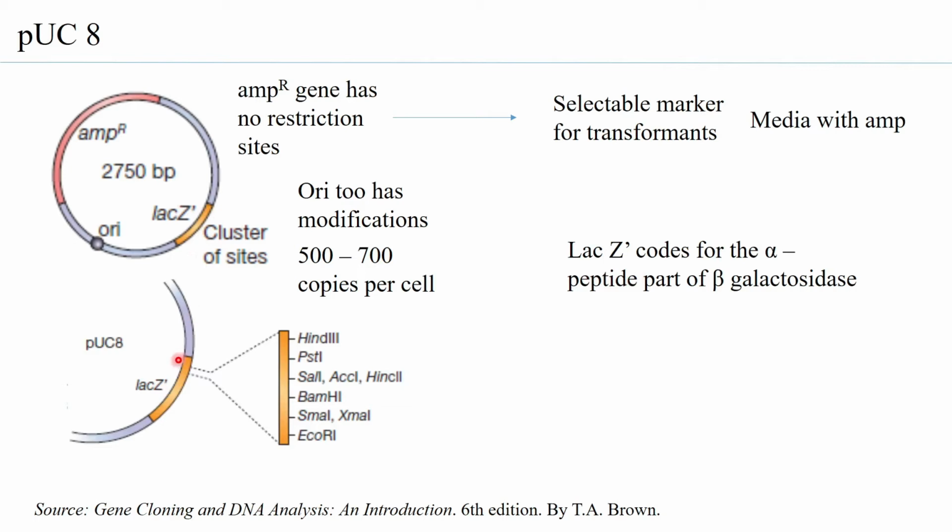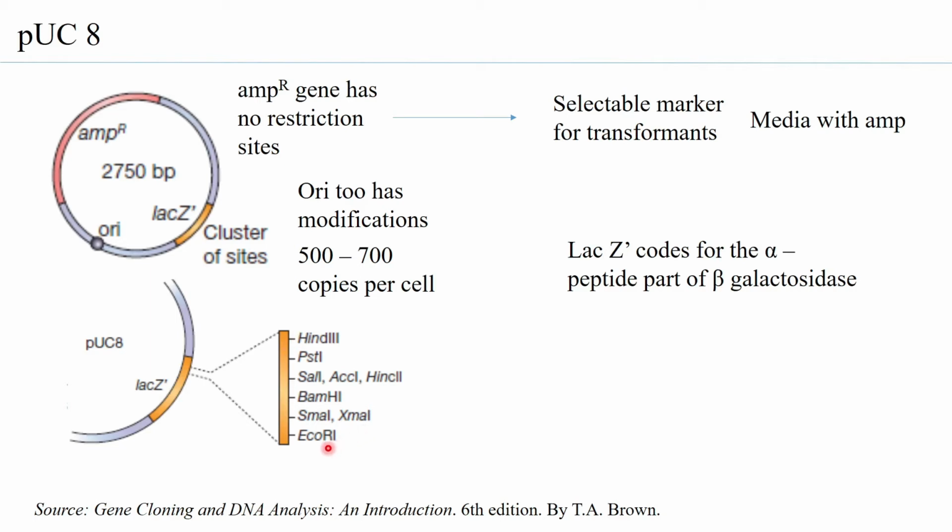Now, within the lacZ prime region, that is within this gene, which is a selectable marker, one has a polylinker, and every linker in the polylinker has restriction sites. So you have restriction sites for HindIII, PstI, SalI, BamHI, SmaI, EcoRI, and so on and so forth. So when you have multiple restriction sites, this is what is called the multiple cloning site. So within the lacZ prime, you have a cluster of restriction sites, and it is also called the multiple cloning site.